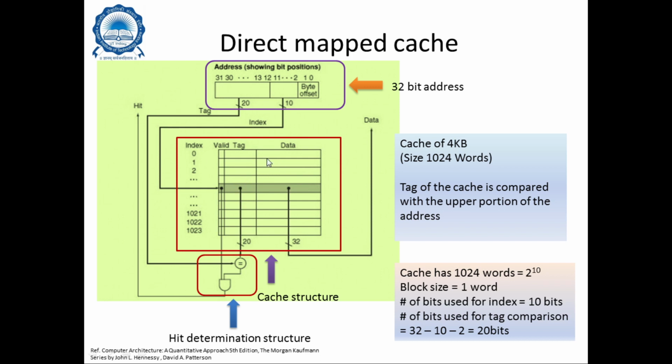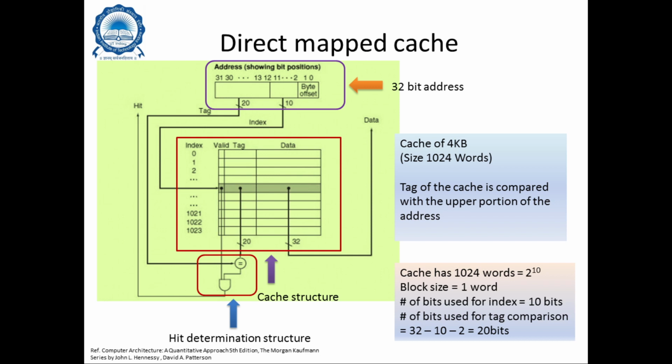You have the data, tag, valid and the index. The index represents the number of entries. Since it has 1024 words, the index will range from 0 to 1023, where every index will have one word. So 1024 entries has 1024 words.